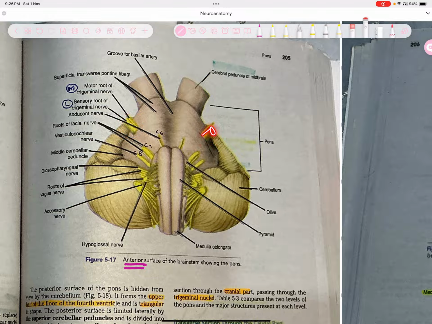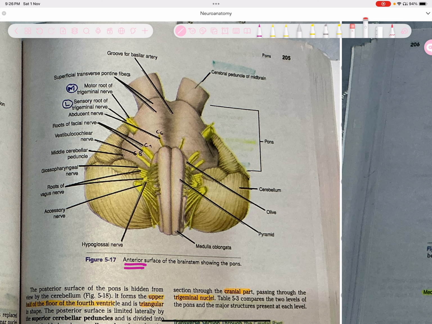So this thicker one here is the sensory root of the trigeminal nerve, and the thinner one here, that's the motor root of the trigeminal nerve. And how can you remember this with ease? The one medially, that's the motor root of the trigeminal nerve, and the one situated more laterally is the sensory root of the trigeminal nerve. So medially the motor root, and laterally the sensory root, and it's also large: lateral, large, thicker one. Done. So we're done with the trigeminal nerve.